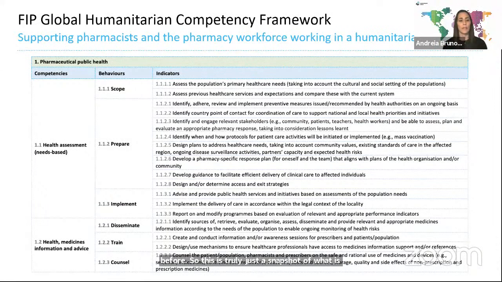the pharmaceutical public health. And this is an enhanced version of the GBCF. What do we mean by enhanced? It's because it has competencies and behaviors and also indicators to make sure that it's easier to apply and has increased the usability of the framework itself. Again, very flexible and adaptable.